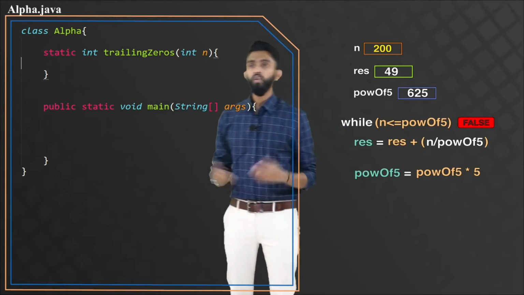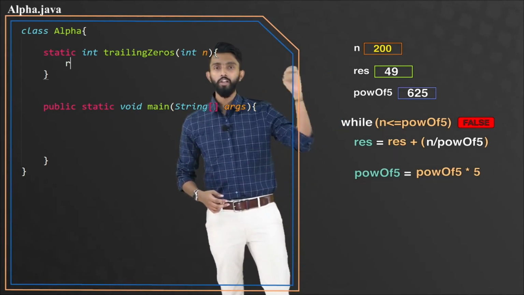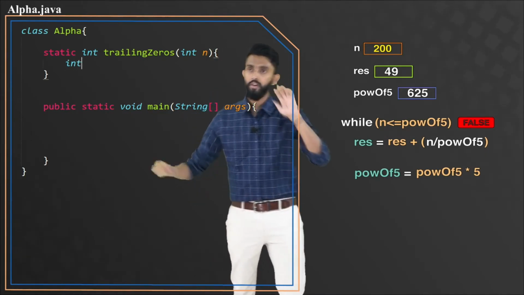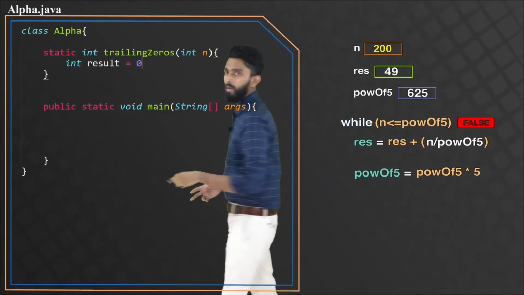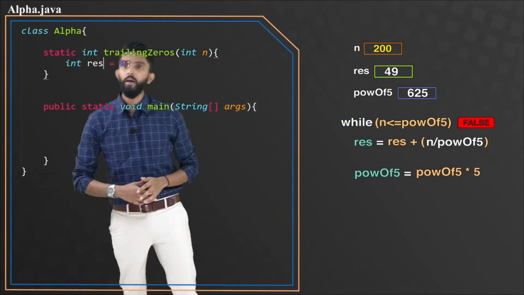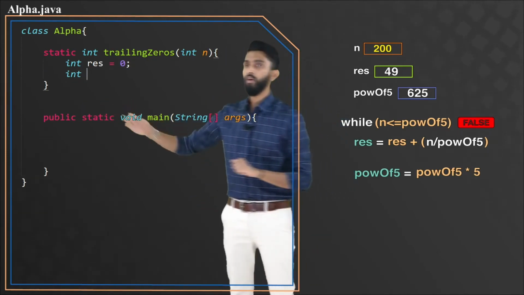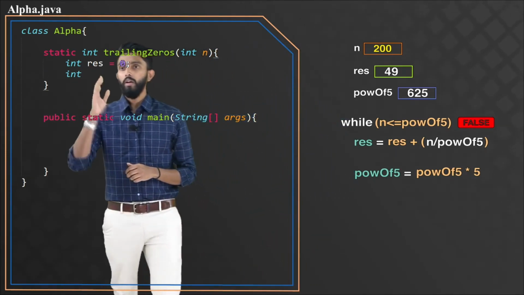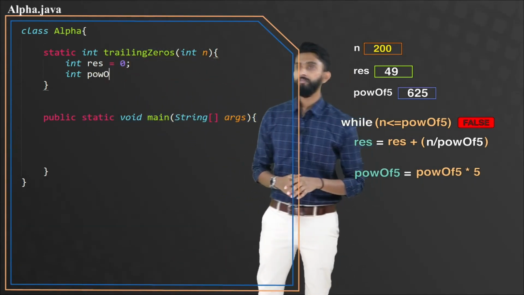Next, inside that, you require two variables. One is result, another is power of. Result initially is 0, power of initially is 5. So int result equal to 0, and maybe you can make it as res itself. Yeah. And I will tell int powerOf5 equal to 5. That's what I'm going to do.